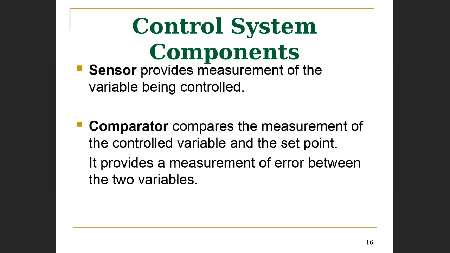Now, the comparator is that aspect of the control system that provides comparison between the set point and the variable that you're seeking to control. And the result of that comparison will result in an error signal, right? So the comparator looks at the control variable and the set point and provides some signal that will indicate the difference between the two, and that is called the error signal, right?